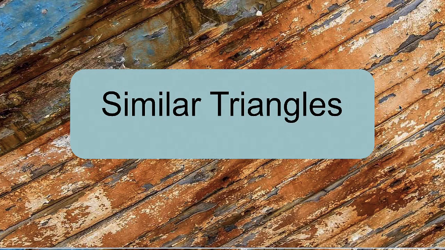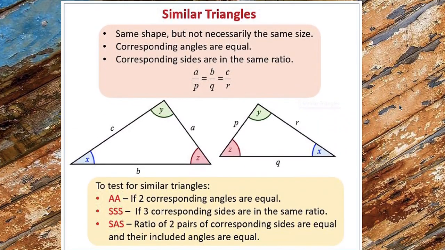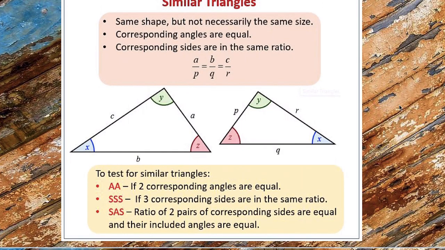Talk about similar triangles today and the three methods of proving that triangles are similar to each other. There are three methods. The first method is called angle-angle, and if you prove that two corresponding angles are equal, then you are able to say that the triangles are similar to each other.